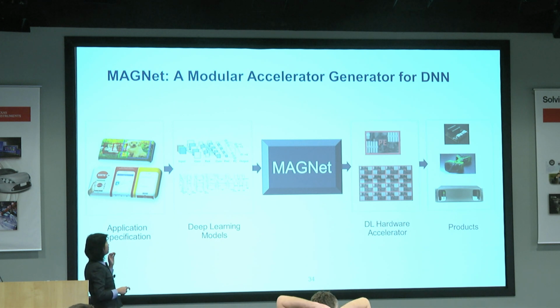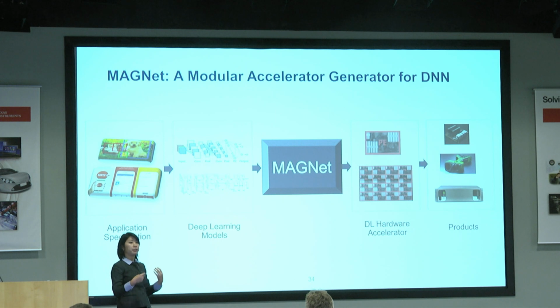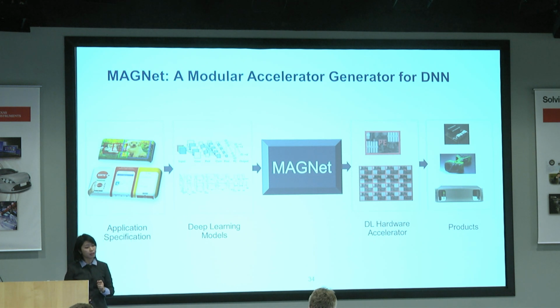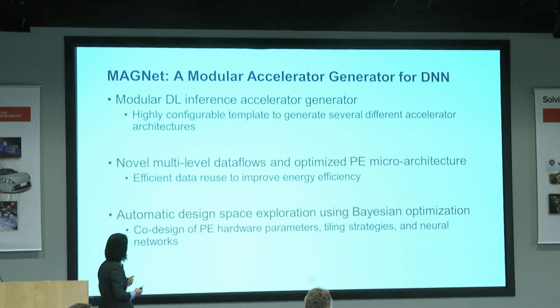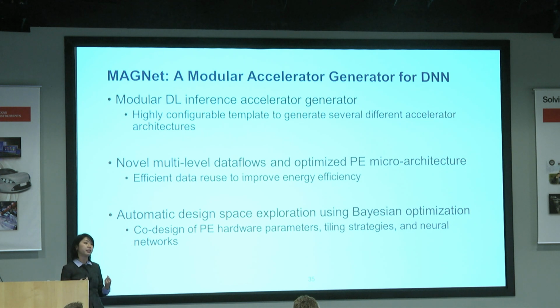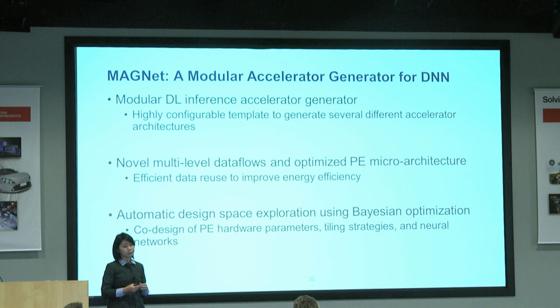Instead of designing each individual accelerator, we take a more generator-based approach, thinking about modular accelerator generation for deep learning networks. From the MAGNet point of view, we take application specifications and all the different deep learning models, and internally, through template exploration and design space exploration, quickly generate different deep learning hardware that can be integrated with our product line. The overall goal of MAGNet is to provide a modular deep learning inference accelerator generator, focusing on very reusable hardware templates that you can easily tailor for different applications and architectures.